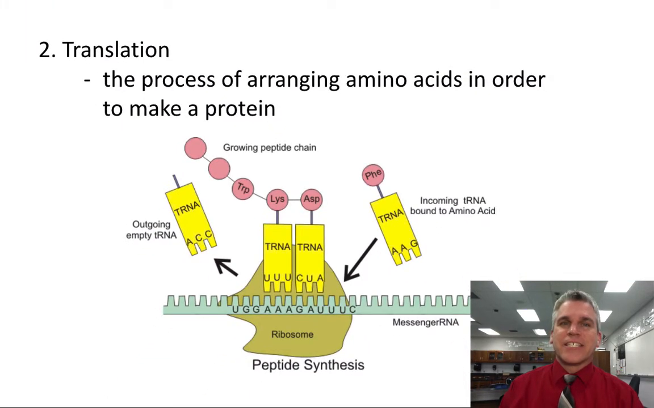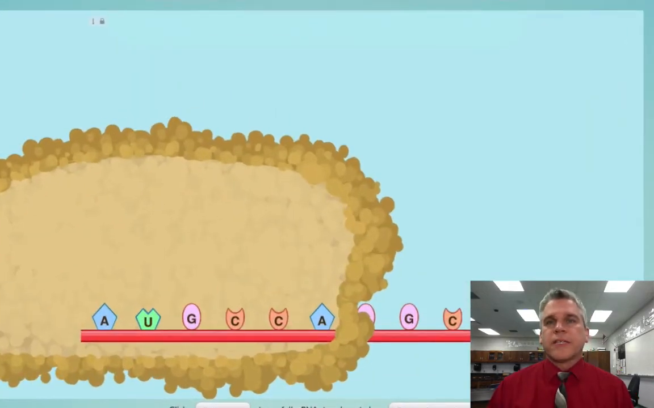Translation is our second stage in the process. Here we're going to arrange the amino acids in order to make that protein. Now it's called translation because what we're really doing is translating that code of the DNA that was given to RNA and messenger RNA, and we're going to translate that in order to put the specific amino acids in the right place in order for this protein to do its job. Well, let's take a look at this process of translation, again, using the Concord Consortium website to do this.